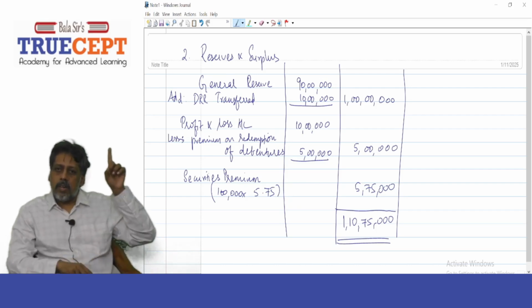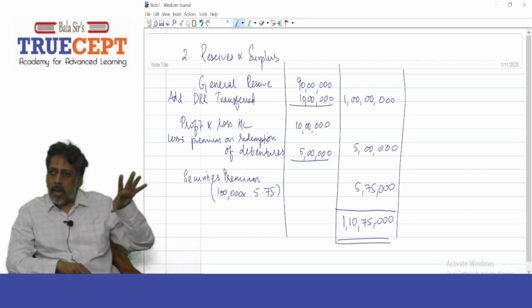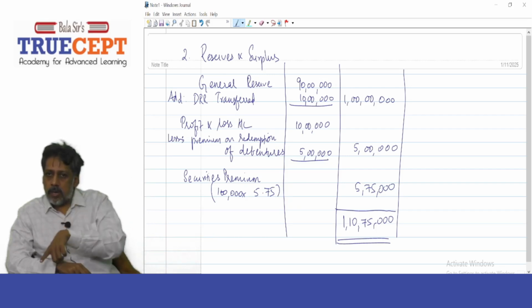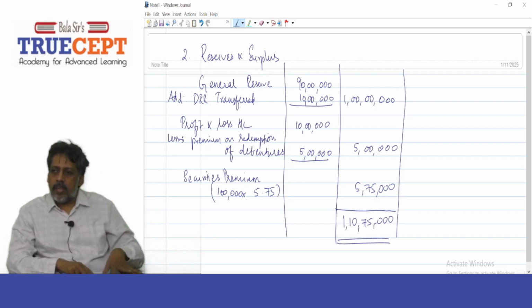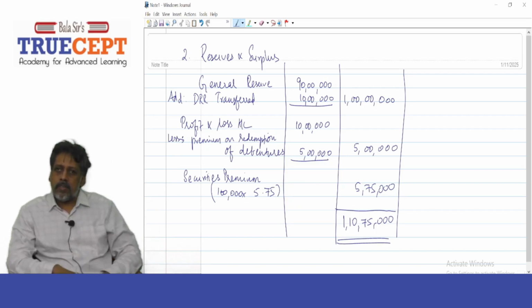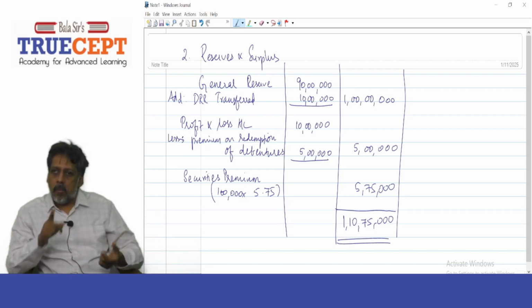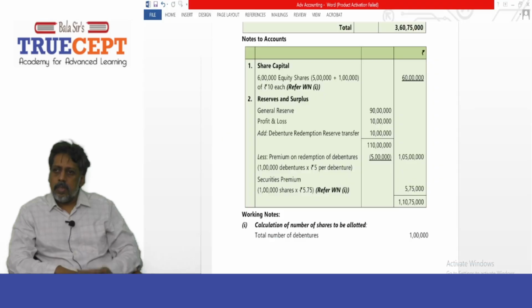And also you had to show securities premium. We issued 1 lakh shares as per working note 1 on conversion, into rupees 5.75 premium per share. How much? 5 lakh 75,000. Now add up all the three numbers. It works out to rupees 1 crore 10 lakh 75,000. And now we shall go ahead and run through the balance sheet. Okay? Now the balance sheet.